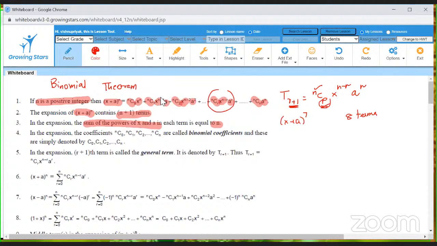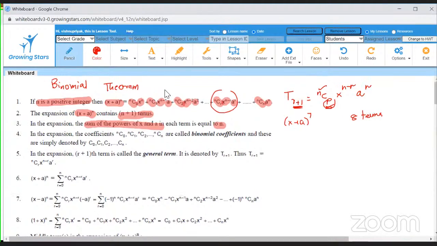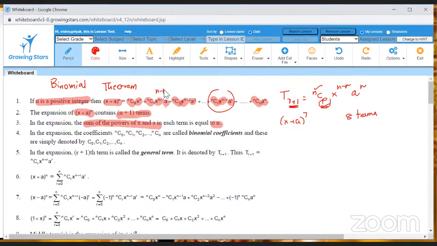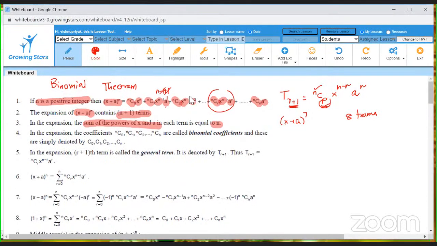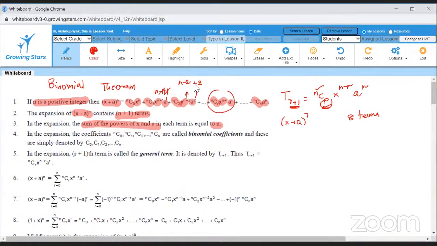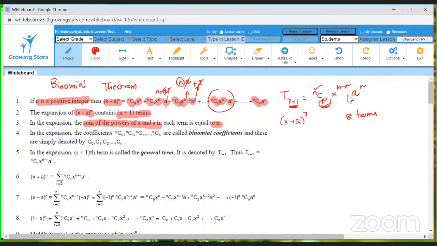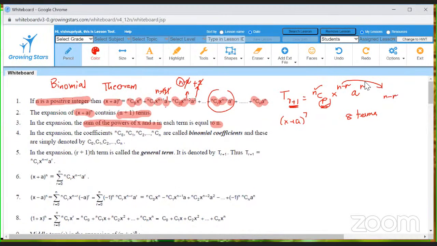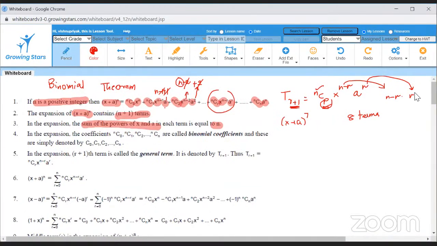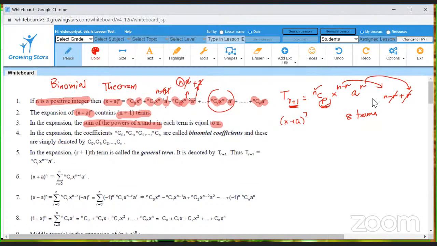See, in this term, the power of x is n minus 1. The power of a is 1. When you add, the total power will be n. Similarly, in this term, the power of x is n minus 2, the power of a is 2. When you add them, the total power is n. Here in the formula also, the power of x is n minus r and the power of a is r. If you add, the total power will be n. That is what we are saying.